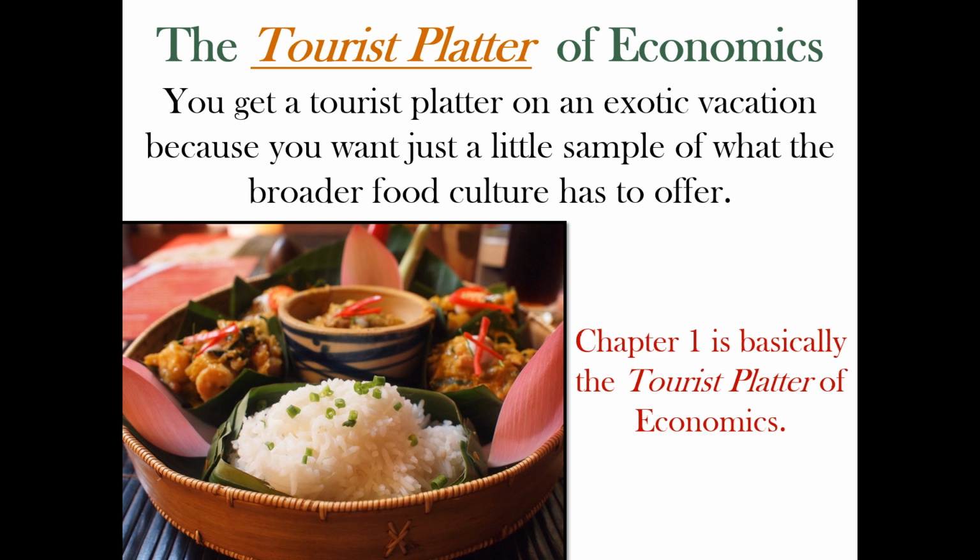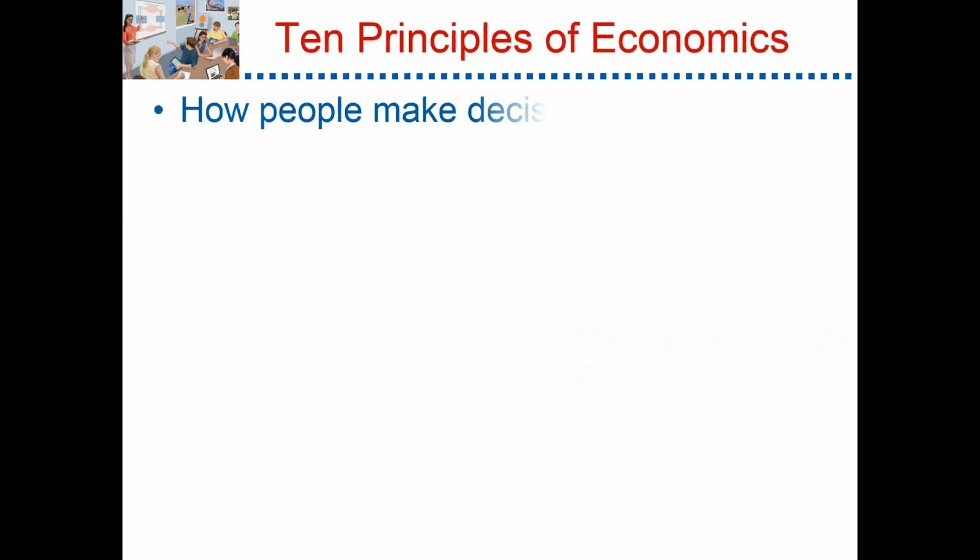Well, the reason I bring that up is because that's basically what Chapter 1 is in our microeconomics textbook. Chapter 1 is called The 10 Principles of Economics. These are not in any way the only principles of economics. Also, each of these principles is very, very broad. And again, that's because this is just a tourist platter. Chapter 1 is just going to take us through some very big ideas in the field of economics, and we're going to go in depth with these ideas much later, really throughout the semester. Okay, so let's go ahead and get started.